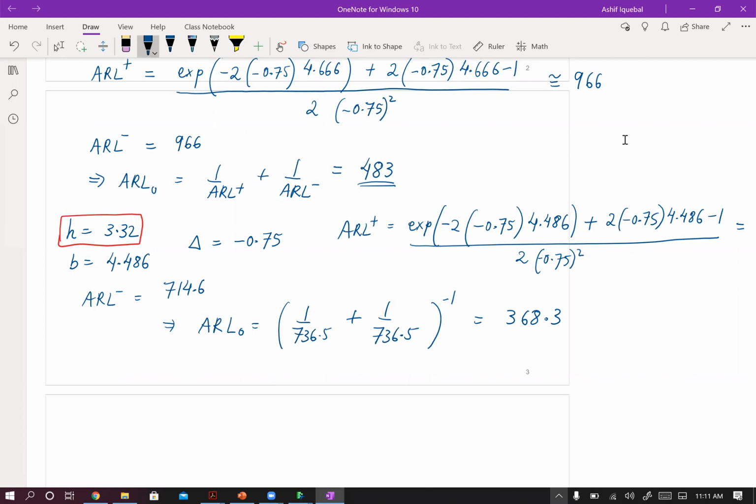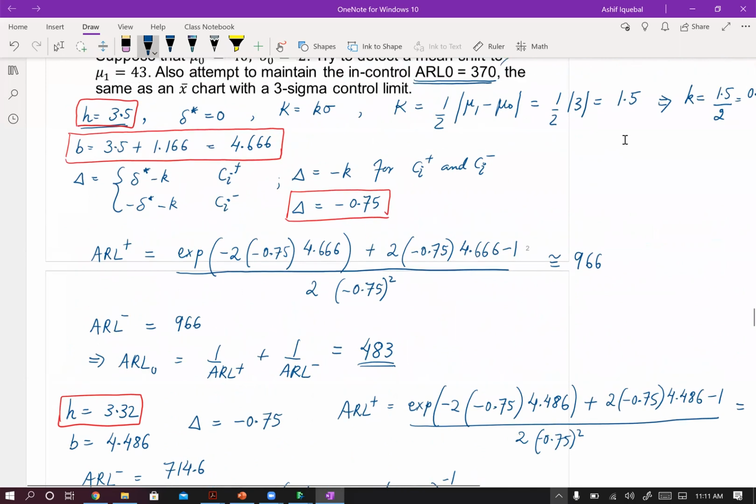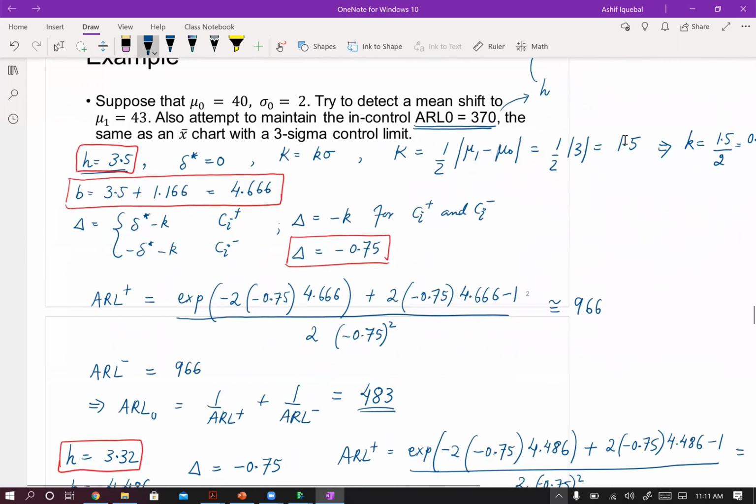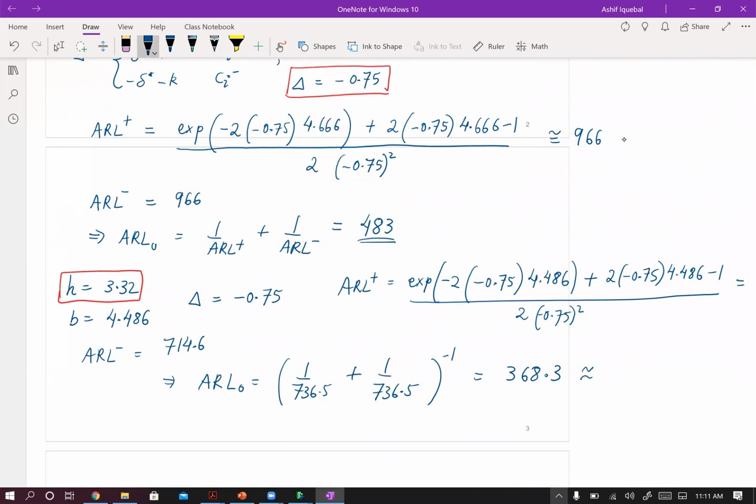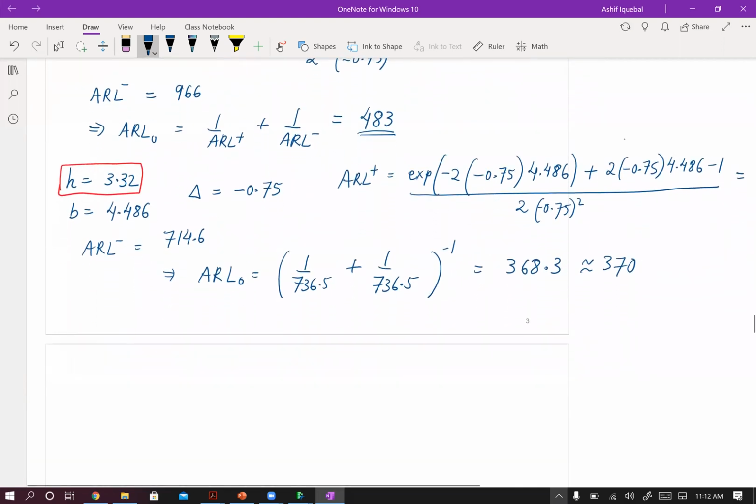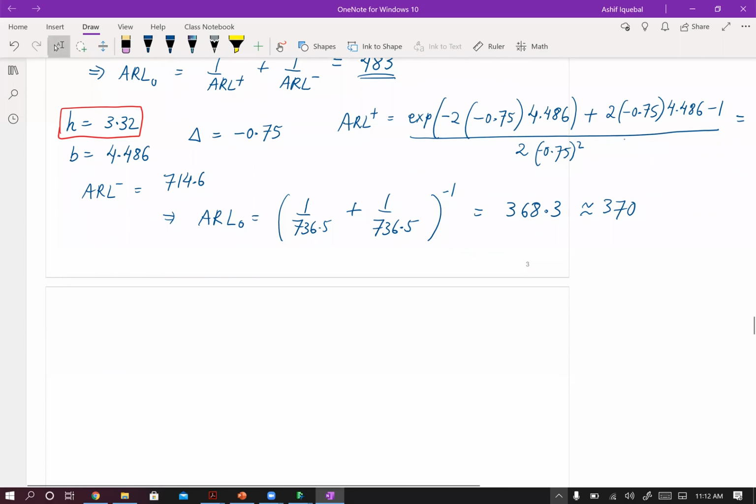Now this value of ARL0 is actually pretty close to the value of 370, right? This is very close to 370. Now you can do some more trial and errors and find out the exact value of H that will give you ARL0 equals 370. But for the time being, I'm going to stop at 3.32. So now I have the value of small h.